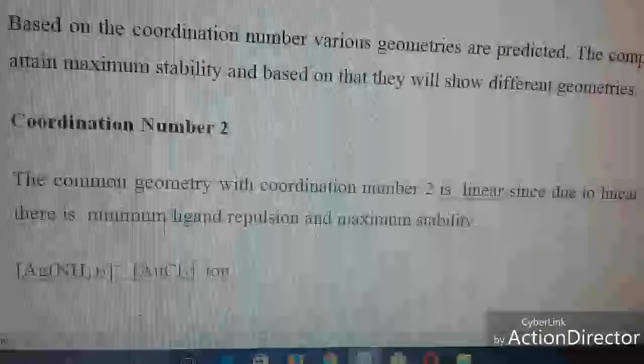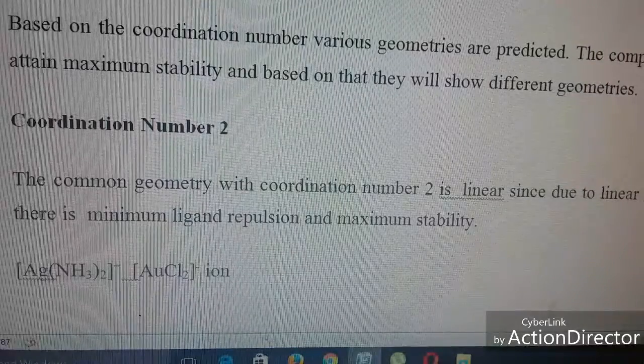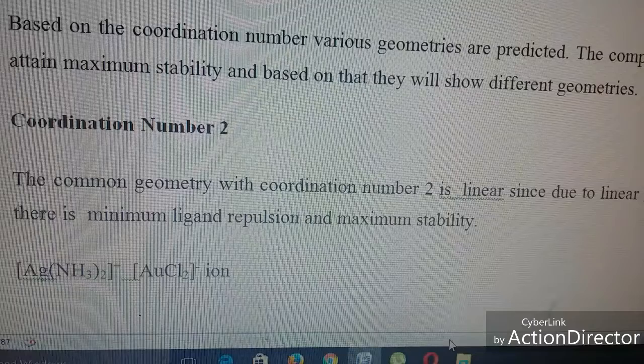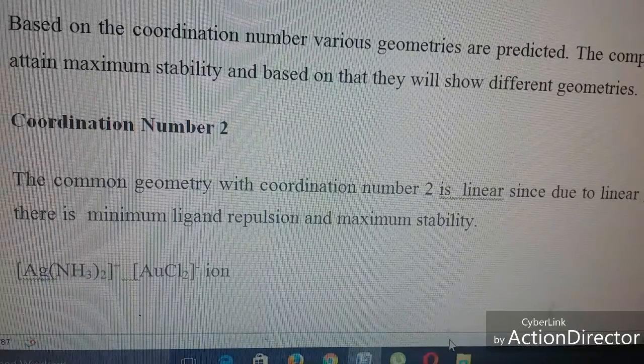Coordination number is the number of ligands which are surrounding the metal ion in a complex. Through coordination number, we can find out the geometry of the complex. Now let us discuss the geometries based on the coordination number. Let us take an example.